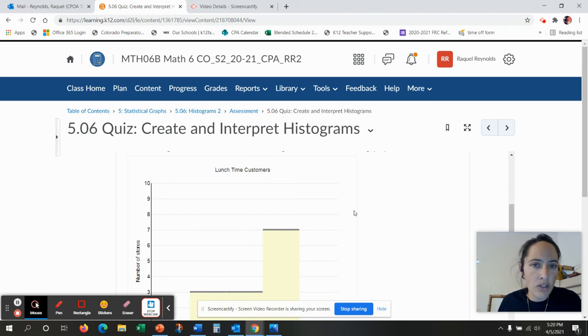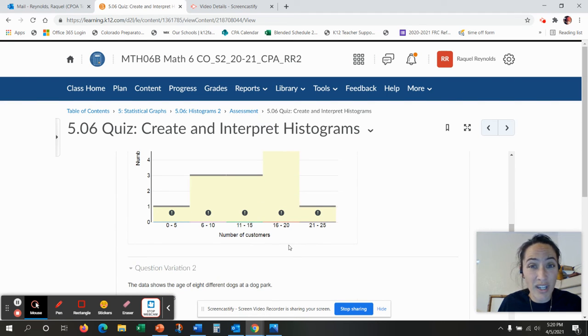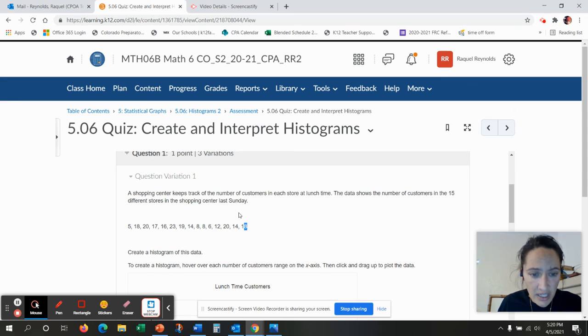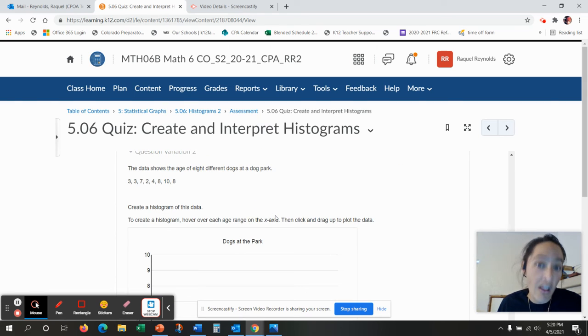That's it. That's all we're doing. Creating and interpreting, which is what I was taking some time to do, the data. This is how many stores. 7 stores had between 16 to 20 customers during lunchtime last Sunday. That's what this graph was representing. It took me a second to read it and really think about it, not just solve it and get the right answer, because remember, comprehension is key.